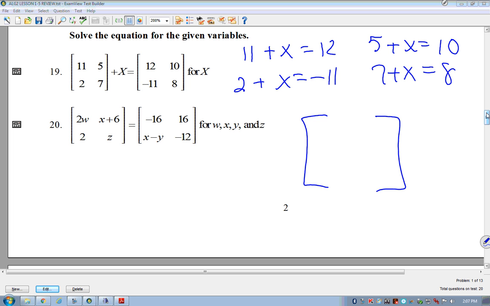11 plus what equals 12? 1. 5 plus X equals 10. 5. 2 plus X equals negative 11. Negative 13, because you're going to subtract 2 to the other side. 7 plus what equals 8? 1. All right, that is matrix X. That's it. Does that make sense? You can do that? Okay.